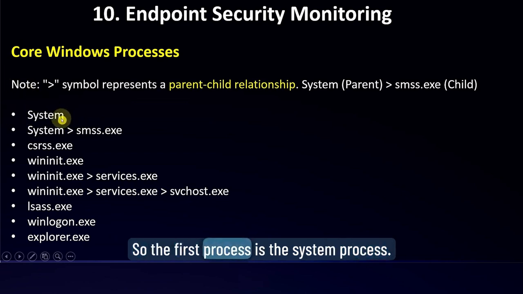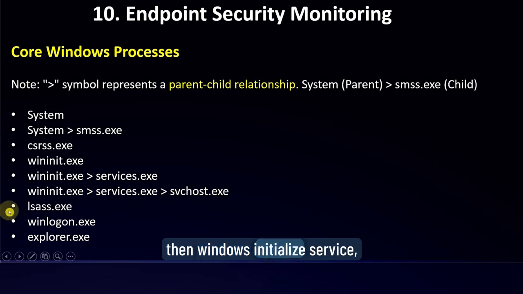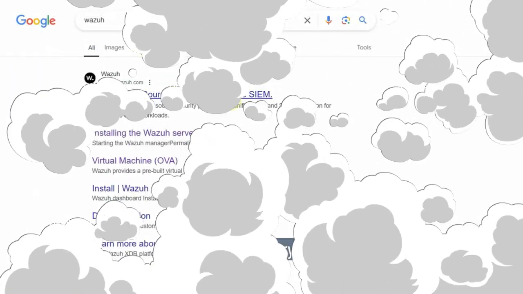So the first process is the system process. These are all the child processes of the system. smss.exe is the session management, and then Windows initialize, service host, authentication, login, and then applications. So these are all the services you need to know.